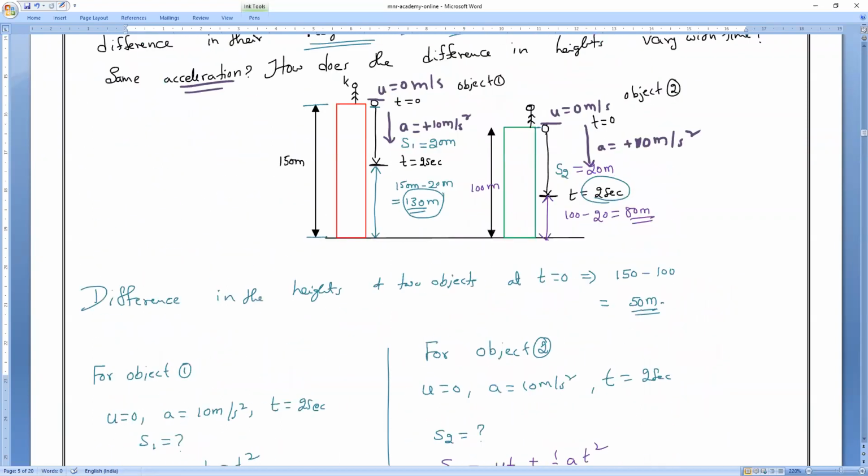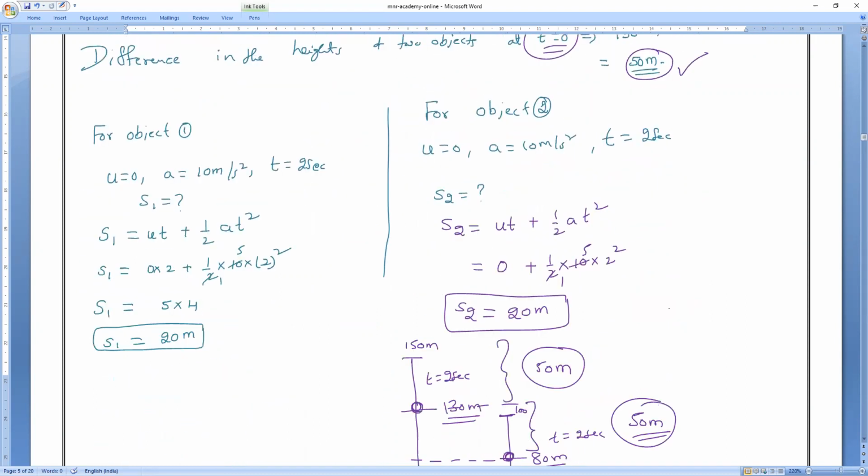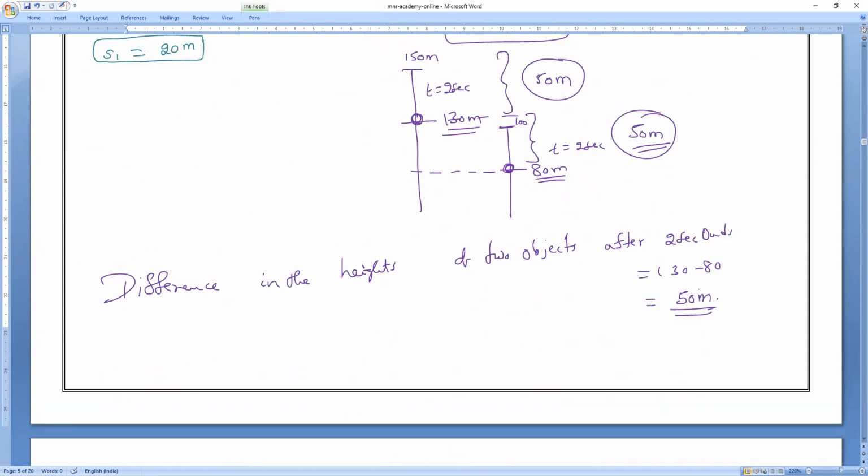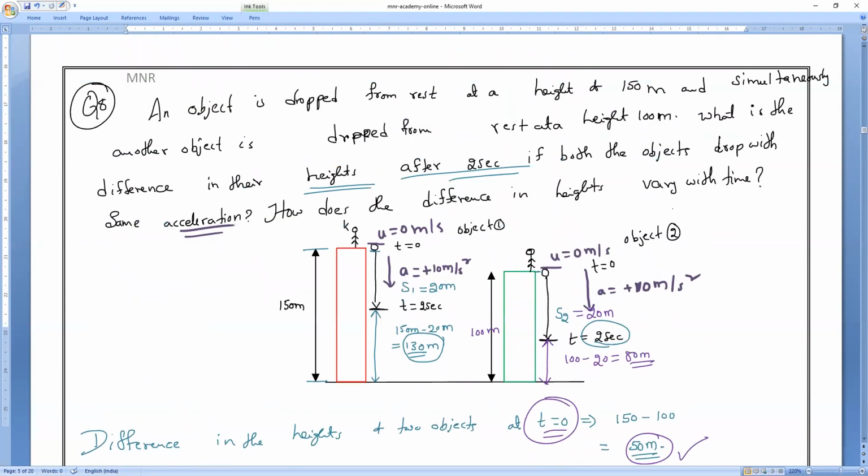Before, when t is equal to 0 also, what is the difference? Everybody? What is the difference, guys? 50 meters. Now after 2 seconds also, what is the difference? 50 meters. What is our question? After 2 seconds, what is their height difference? We found it. How much is it? Height difference, 50 meters.